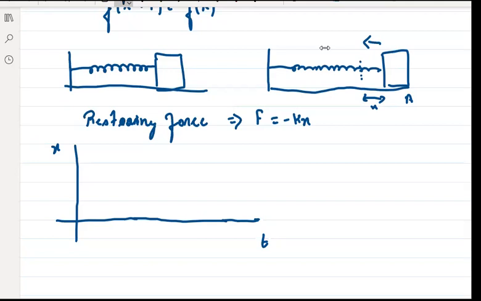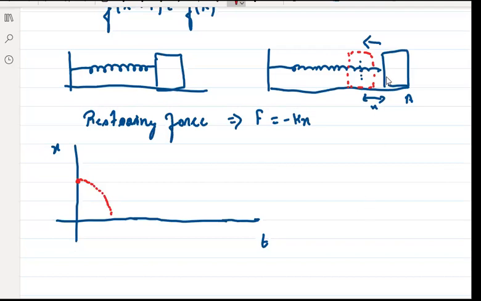If at time t equal to 0 it is stretched to the maximum position, the graph would be something like this. The point x is here. Because of this restoring force, it will try to come back to the original position, which is the mean position, because the restoring force is always toward the mean position. So the position x will try to decrease.